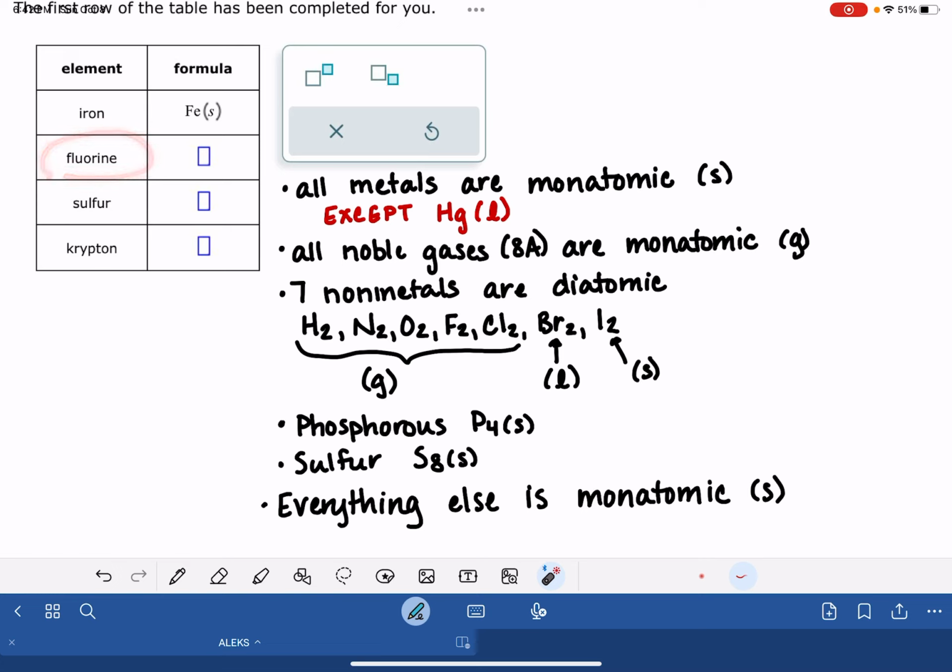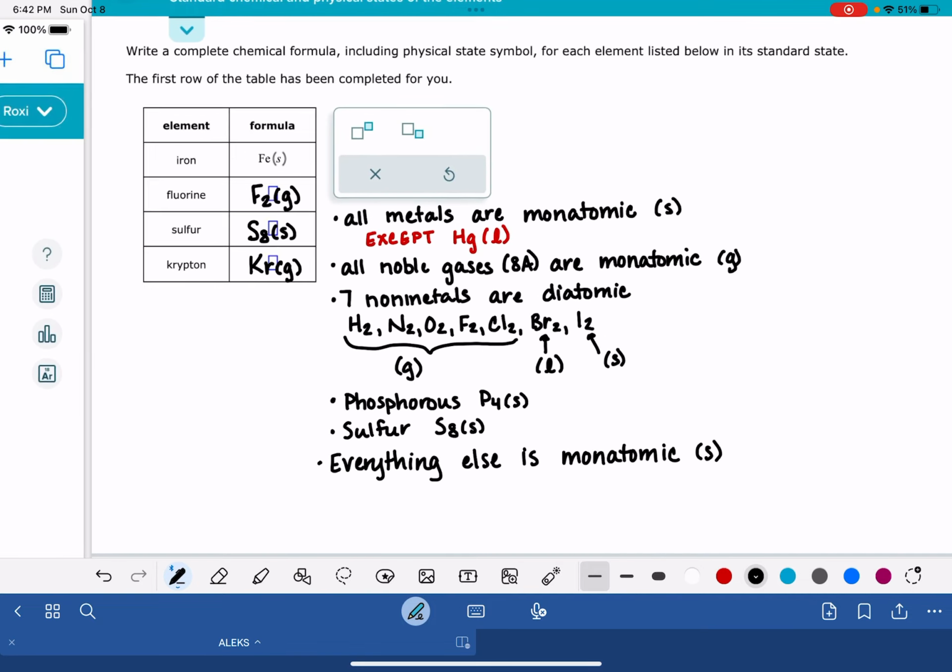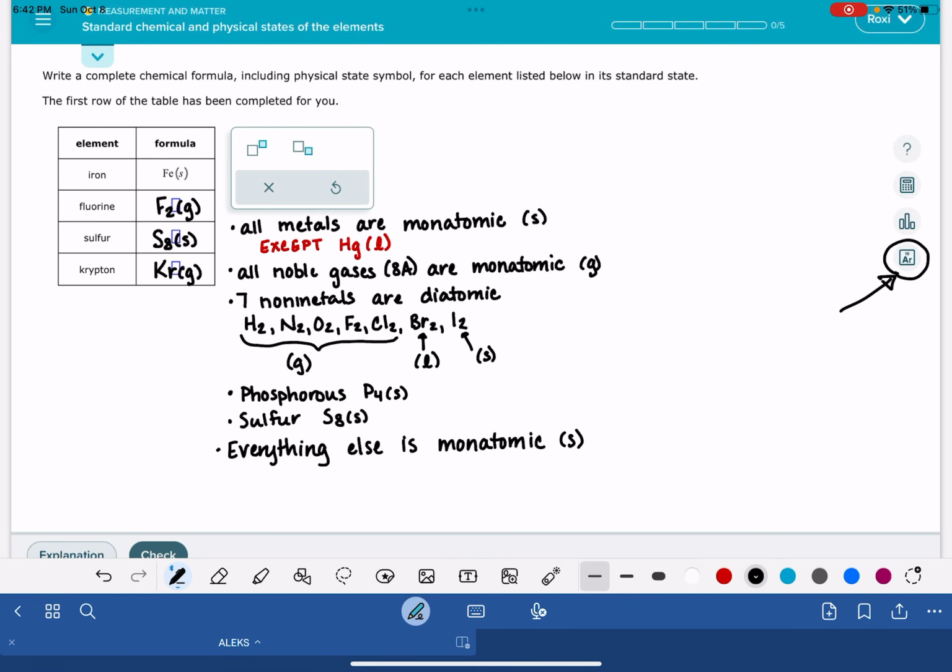So I have fluorine. Fluorine is a nonmetal, exists in the gaseous state, and it's diatomic. So my answer here would be F2, gas. I have sulfur, which is S8 as a solid. And then I have krypton. Krypton is one of the noble gases, so that's going to be Kr, and it's monatomic, and it's a gas. And again, definitely use ALEKS's periodic table when you're working on this problem to help you distinguish between the metals and the nonmetals and the metalloids.